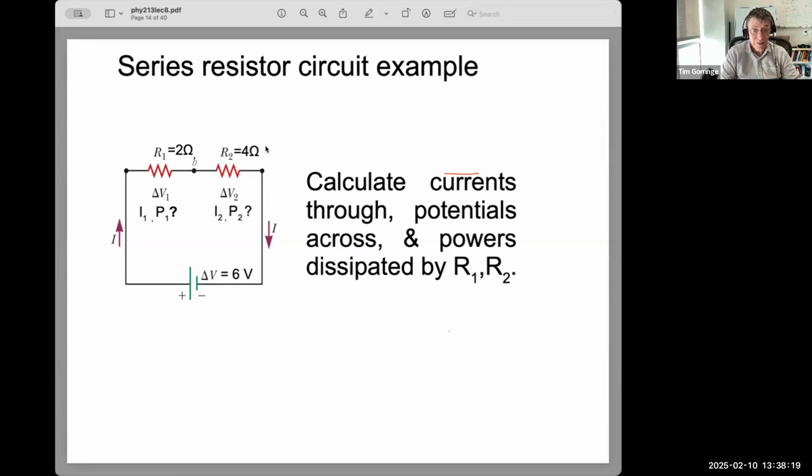The question asks us some basic facts about the circuit. We're going to calculate the currents through each of the resistors, the potentials across each of the resistors, and the electrical power dissipated by each of the resistors. I'm going to do that by first calculating something else that's going to be useful. I'm going to calculate that equivalent resistance. It's the first step in figuring currents, potentials, and powers in the different resistors.